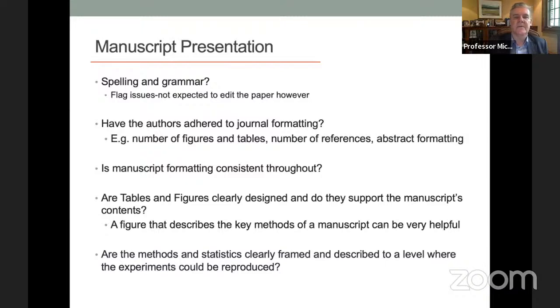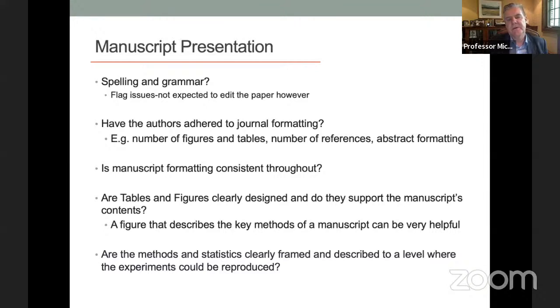So the review of the manuscript presentation is, in a sense, a bit of a partnership between the author and the reviewer. The expectation of the reviewer from the author is that spelling and grammar should be checked. It is not the job of the reviewer to edit the paper, but one should flag issues. Sometimes these are of a very minor nature, but if there is a major language issue, it should be flagged, and the author can consult with English-speaking editors to assist with the preparation of the manuscript.